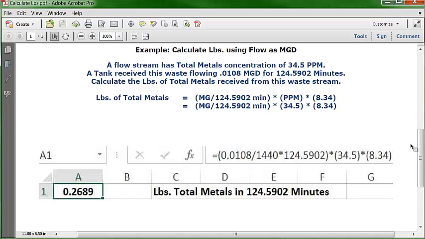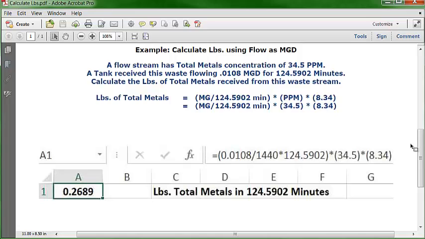Now we have the problem, we've got the data, we've got our formula up here. So what we do is we open up a blank Excel spreadsheet, we put our cursor in C1 and type in our answer label, which in this case is pounds total metals in 124.5902 minutes. Then we go to cell A1, and then we format it as numbers with 4 decimal points, and then we make it bold and centered, and then we go up to the formula bar and we type in this formula.